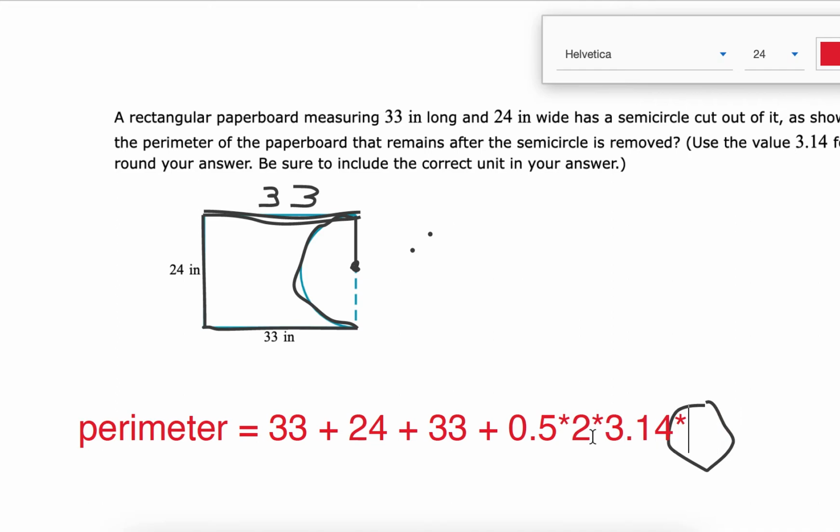Okay, and then this is the hardest part, so let me just recap where this came from. This is the circumference, this is the length around an entire circle. But it's a semicircle, so we got to multiply by 0.5. Got to multiply by a half, because we're only doing half a circle.